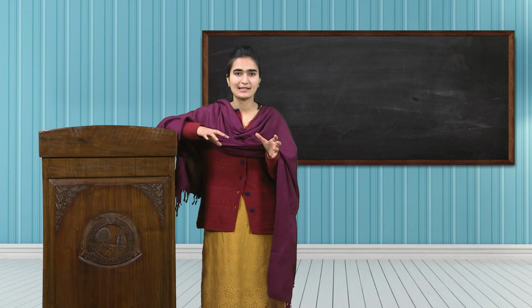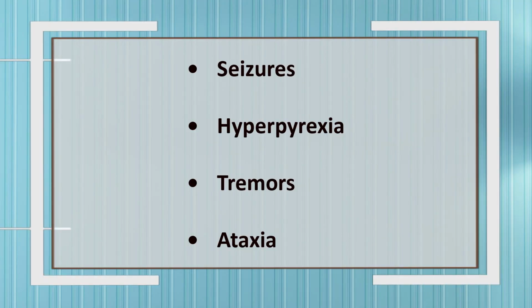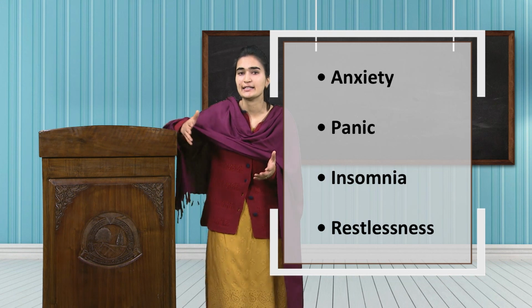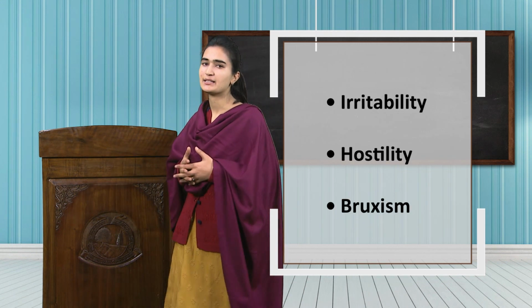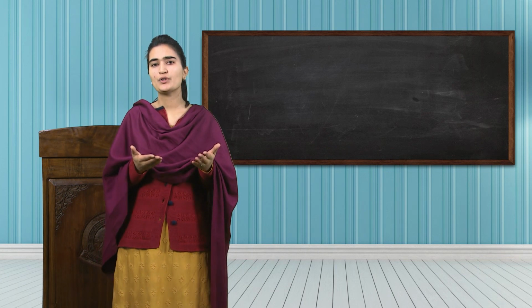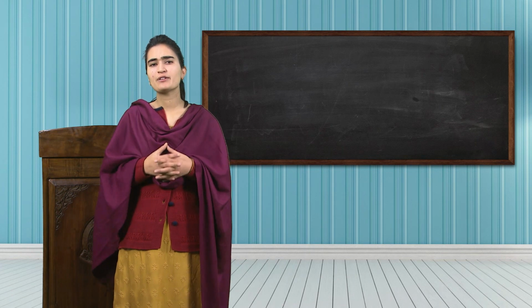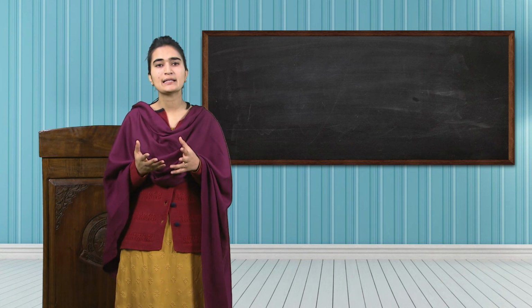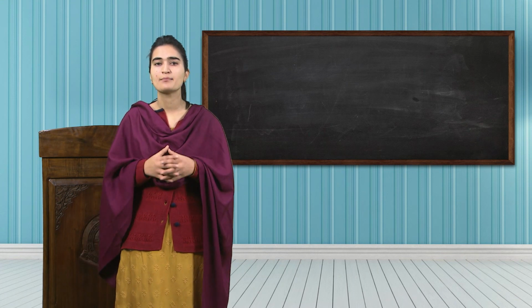The signs and symptoms of acute amphetamine intoxication are primarily cardiovascular: tachycardia, hypertension, hemorrhage, cardiac failure and cardiovascular shock; and central, which includes seizures, hyperpyrexia, tremors, ataxia, euphoria, pupillary dilation, tetany and coma. The neuropsychiatric manifestations include anxiety, panic, insomnia, restlessness, irritability, hostility and bruxism. Acute intoxication may present as a paranoid hallucinatory syndrome, which usually mimics paranoid schizophrenia. The distinguishing features include rapidity of onset, prominence of visual hallucinations, absence of thought disorder, appropriateness of affect, fearful emotional reaction, and presence of confusion.